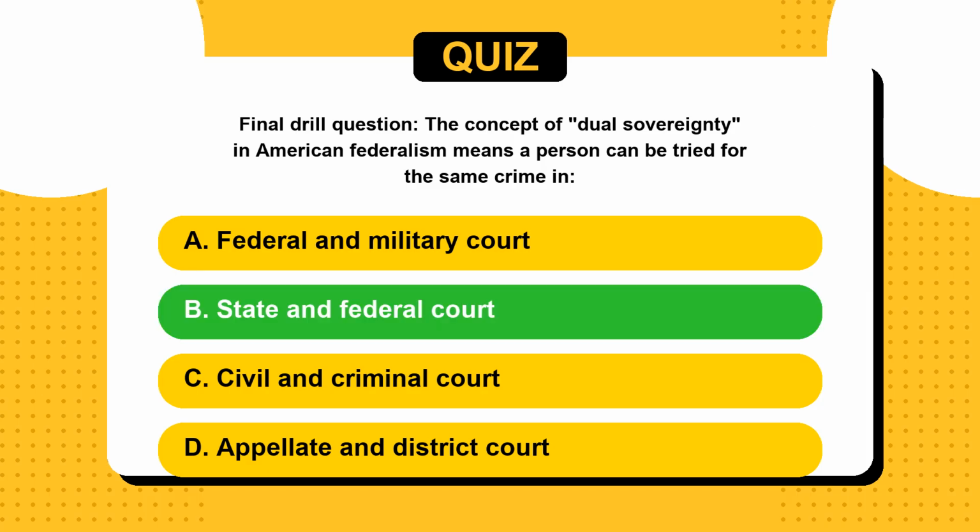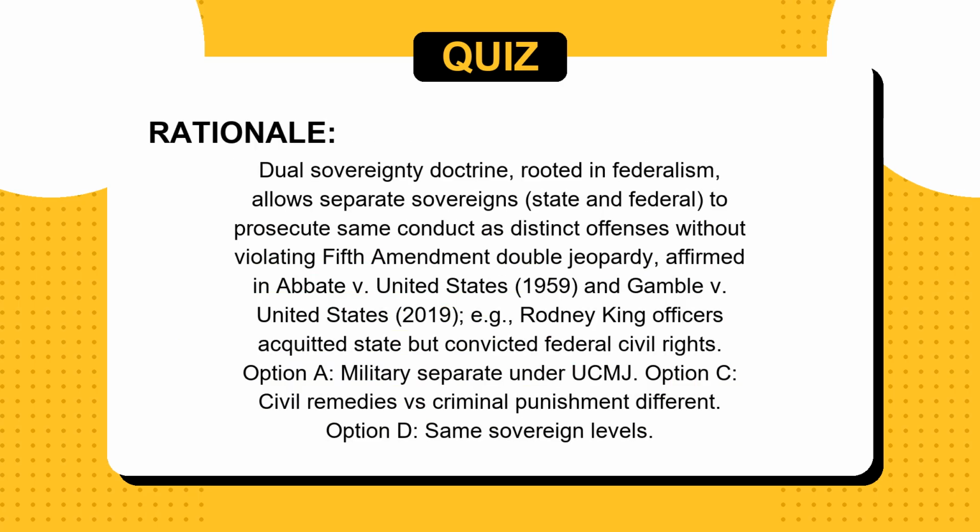The answer is B. Dual sovereignty doctrine, rooted in federalism, allows separate sovereigns, state and federal, to prosecute same conduct as distinct offenses without violating Fifth Amendment double jeopardy, affirmed in Abbate v. United States, 1959, and Gamble v. United States, 2019, e.g., Rodney King officers acquitted state but convicted federal civil rights.